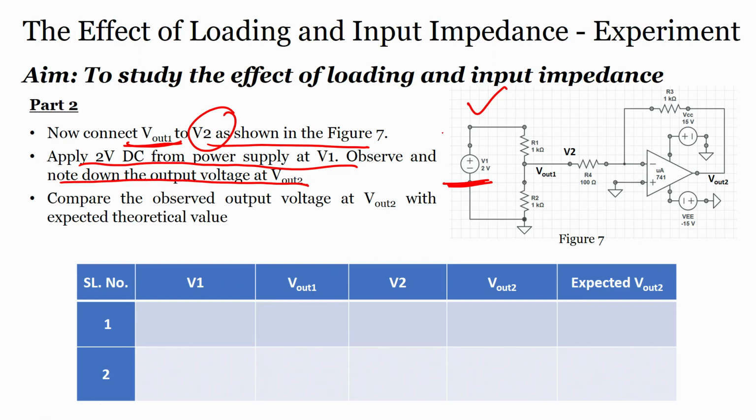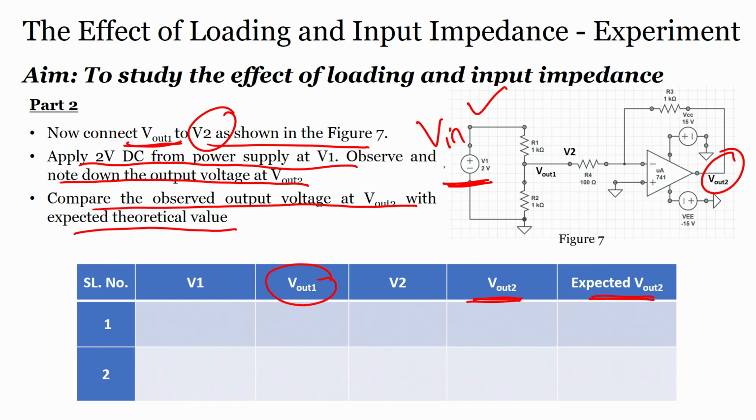So, when I apply input here, I have to observe output V out 2 here, and compare the observed output voltage V out 2 with the expected theoretical value. I have to just use V out 2 and the expected output. I am not worried about the other column, because now I am directly connecting V in and V out. You can ignore this column if you want; it is a similar table to the last one, so it becomes easier for you when you perform the experiments.